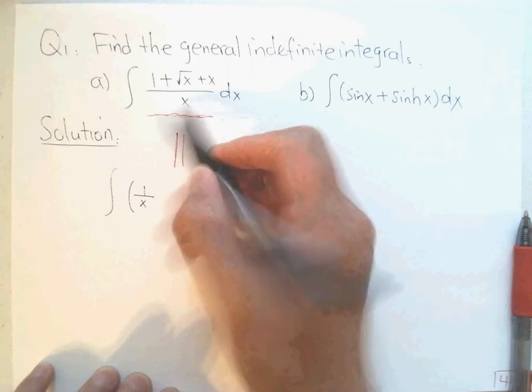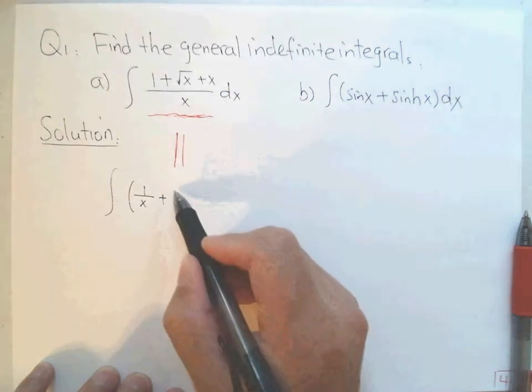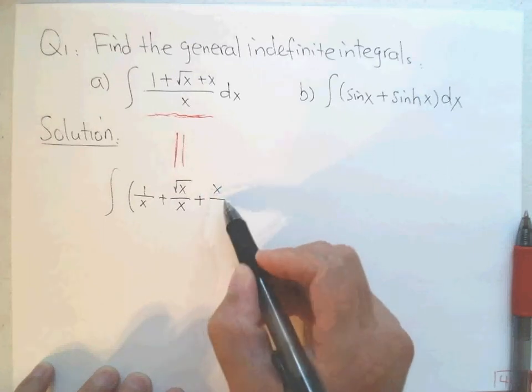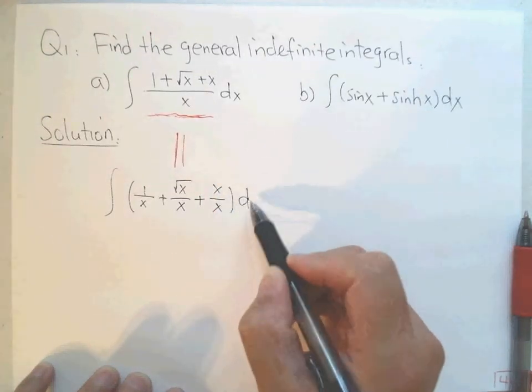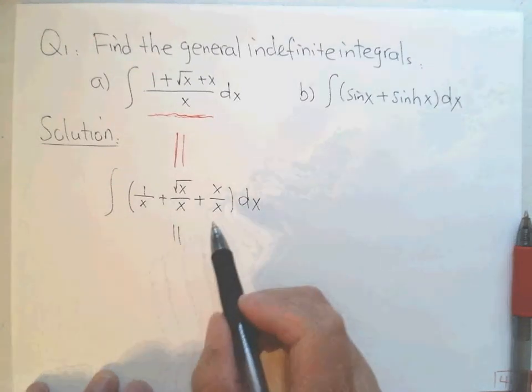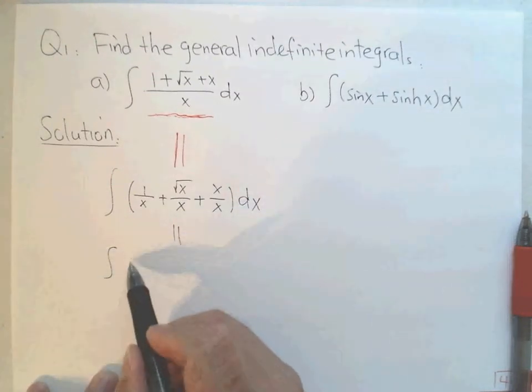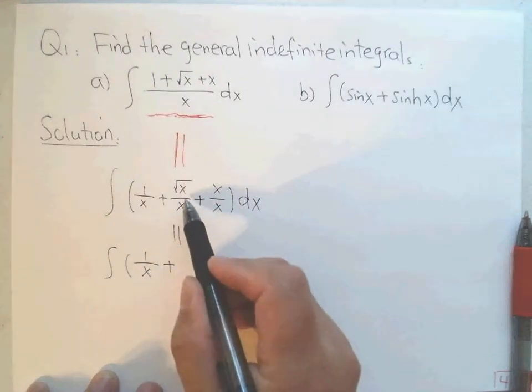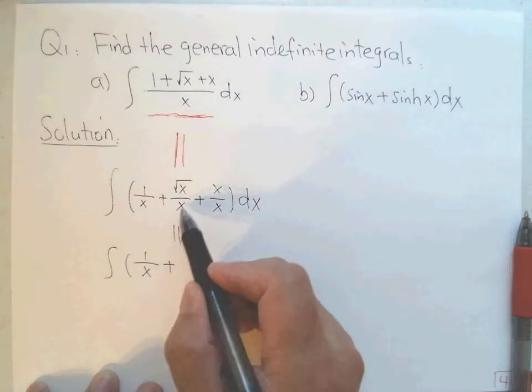Square root of x over x, rather one more step, plus this: square root of x over x plus x over x dx. Okay, move on. In this way, we can get a simpler form for this integral function. So the first is 1 over x. The second was this.